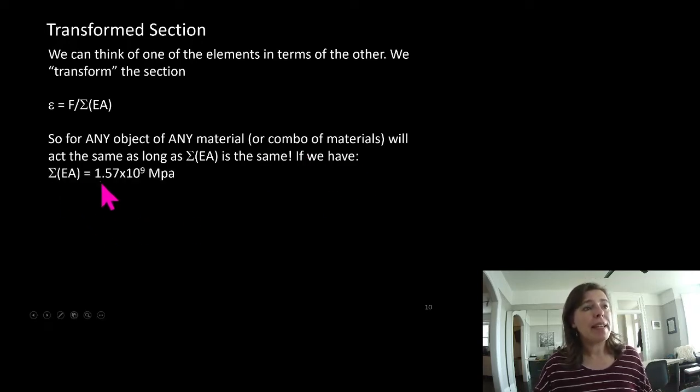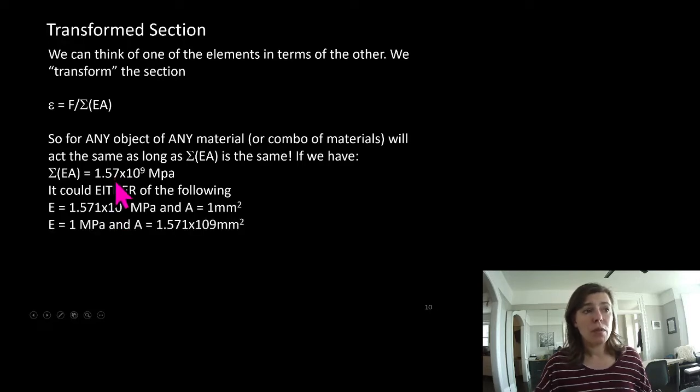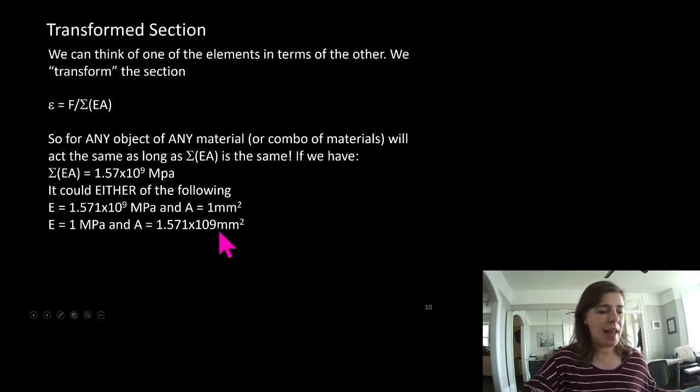So if we have an EA of 1.57 times 10 to the 9 MPa, we just know that that's a total. E could be 1.57 times 10 to the 9 MPa, and A could be 1 millimeter squared. We don't know, we just know the total here. Or E could be 1 MPa, and area could be 1.571 times 10 to the 9 millimeters squared.